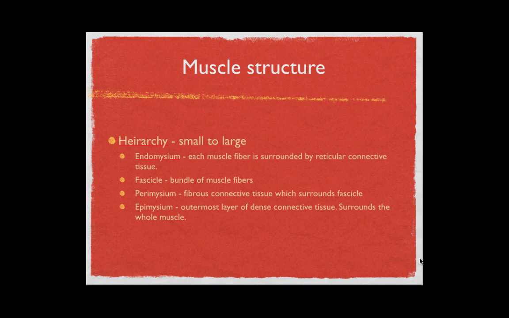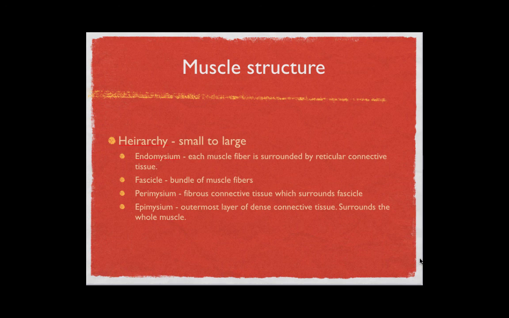Endo, remember, means within or inner. So endomysium are the inner wrappings around each individual muscle cell. Together, a bunch of muscle fibers wrapped up in their individual endomysia will make a fascicle. And a fascicle is a bundle of muscle fibers.